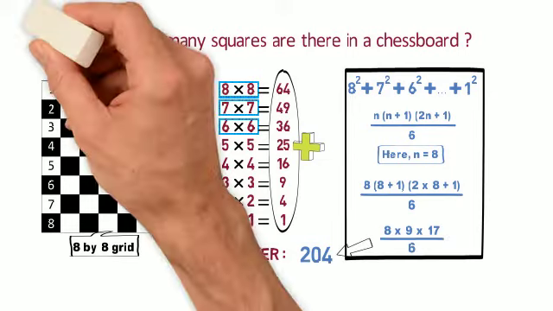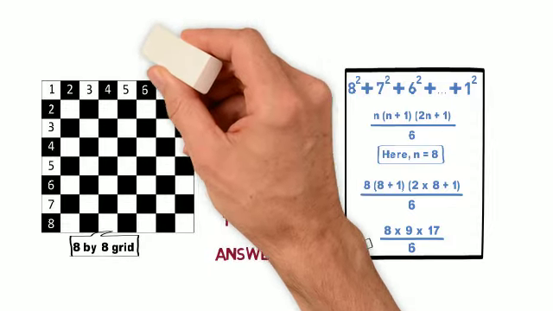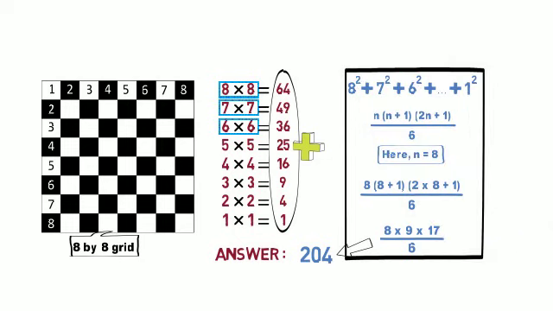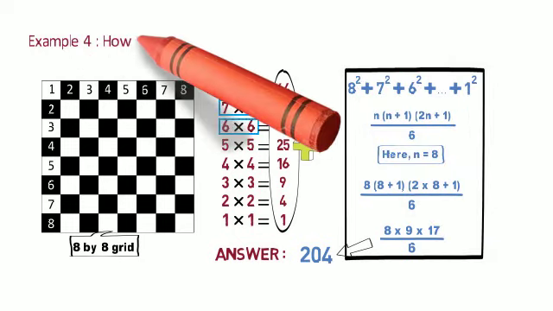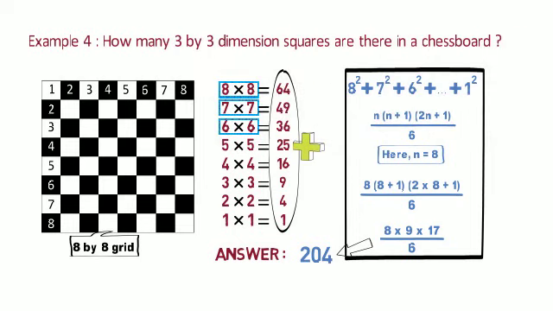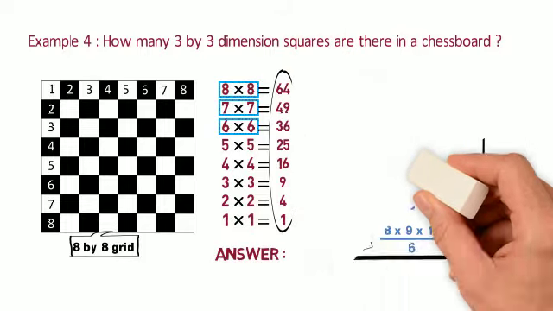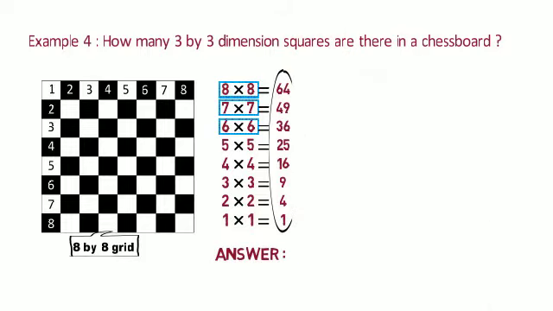Great. This brings me to the last question of today's tutorial, which is just another variant of this chessboard question. Sometimes the examiner may ask you not to find the total number of squares, but just to find the number of squares of a particular dimension. Let's say 3 by 3 dimension squares. How do you find it? You already know the process, right?